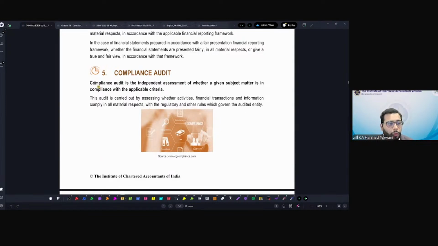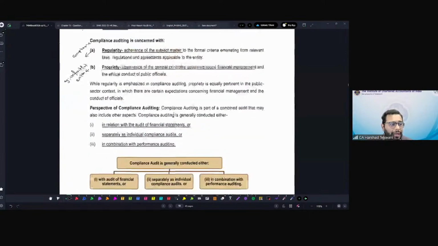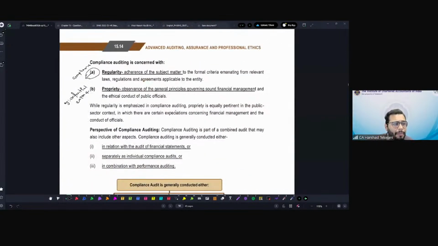Basically, compliance audit is an independent assessment of whether the given subject matter is in compliance with the applicable criteria. Again, as I said, subject matter is nothing but your program or scheme. Applicable criteria is nothing but the rules and regulations against which you evaluate, that we discussed. Then we check about regularity and propriety matters over here.